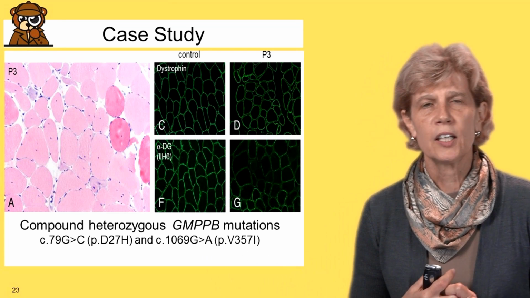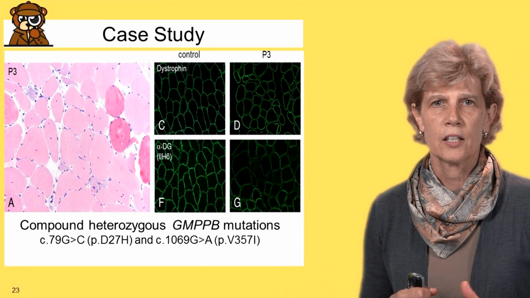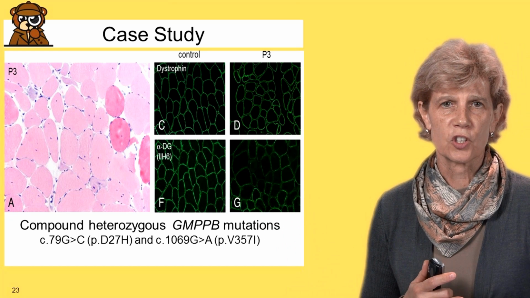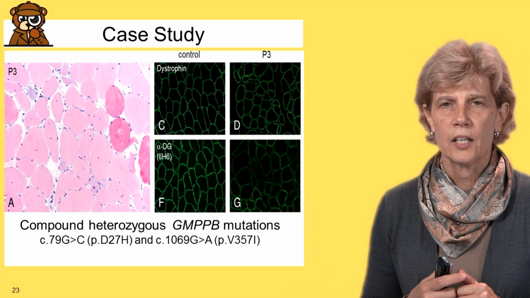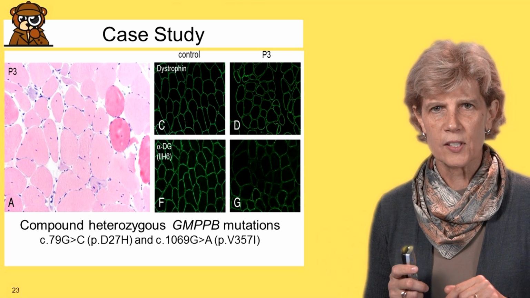So because he had this chronically elevated CK and myoglobinuria, we did a muscle biopsy on him. Again, on the left, you see the H&E, which shows a mildly dystrophic pattern. And on the right are the immunostains. And this one's a little bit simpler.